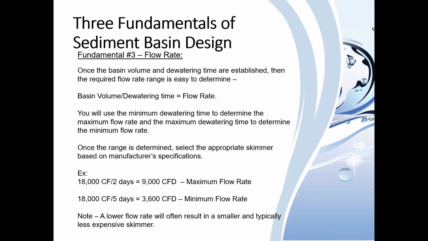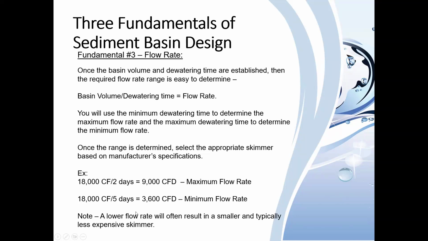That is simply the basin volume divided by your dewatering time to give you that flow rate. You can use that minimum time for maximum flow rate, maximum time for the minimum flow rate. And you want to base that on whatever your state requirements are. So for example, if you had that 18,000 cubic foot volume for our 5-acre site and drained it in 2 days, you could have a skimmer that would flow up to 9,000 cubic feet per day. Or if you went out to 5 days, you could have a skimmer that's as low as 3,600 cubic feet per day for a minimum flow rate.